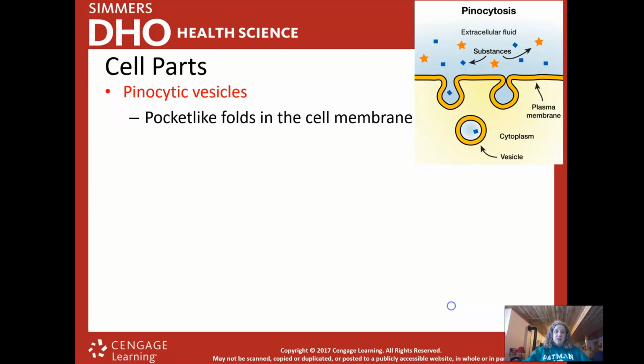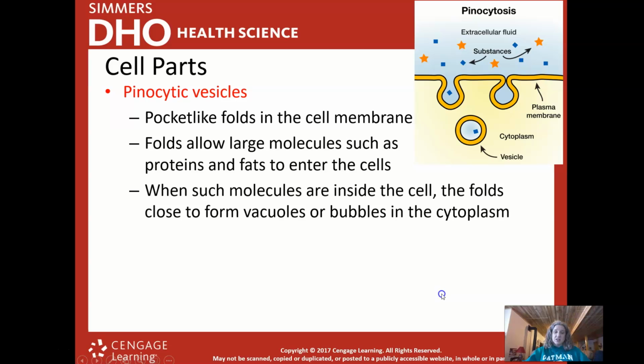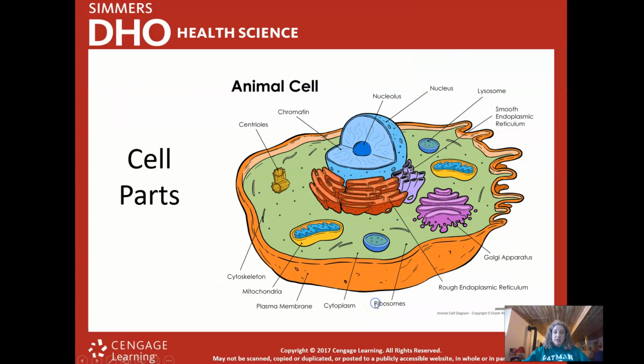You have the pinocytic vesicles. They are pocket-like folds in the cell membrane. The folds allow large molecules, such as proteins and fats, into the cells. When such molecules are inside the cell, the folds close and form vacuoles or bubbles in the cytoplasm. So here you have the pocket-like folds in the cell membrane, and it has a substance in it, so it releases and it forms those vacuoles. When the cell needs energy, the vesicles fuse with lysosomes to allow the proteins and fats to be digested and used by the mitochondria to produce ATP.